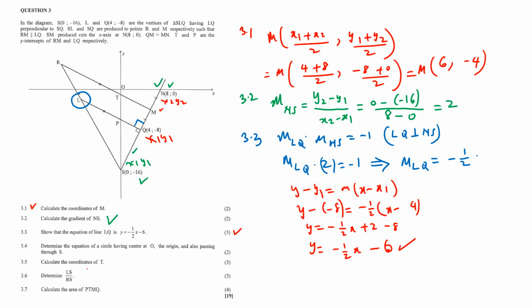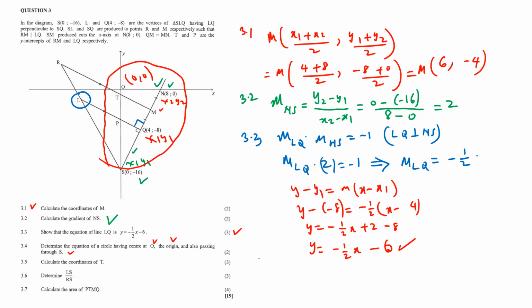Right, the next question is we need to determine the equation of a circle having a center O, and O is the origin with the coordinates 0 and 0. Center O, the origin, and also passing through S. In other words, there's a circle that is centered at O passing through S. This is not a perfect circle, but yeah. So what is the equation?